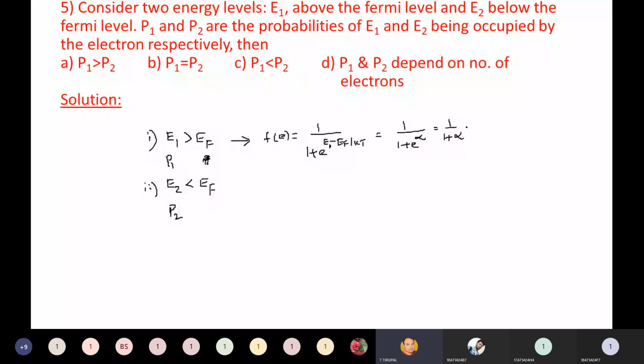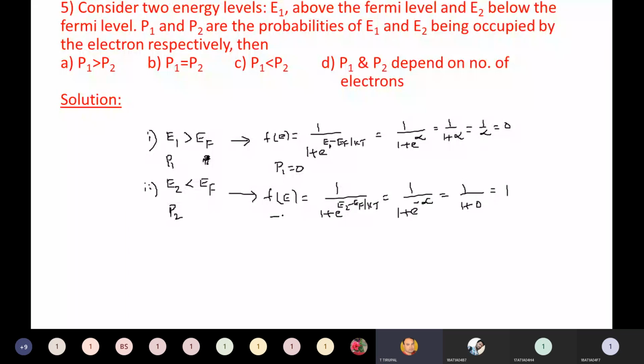Similarly, case 2: f of E is equal to 1 by 1 plus e power (E2 minus EF) divided by KT. E2 is less than EF, so E2 minus EF has a negative sign, therefore I can write this as minus infinity. That is 1 by 1 plus e power minus infinity, which is 0, therefore that is equal to 1. So what is this f of E? It is nothing but the probability P2. So P2 is equal to 1.